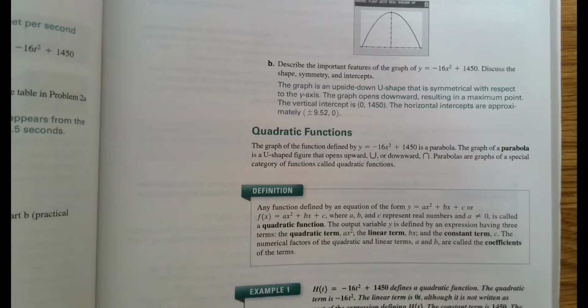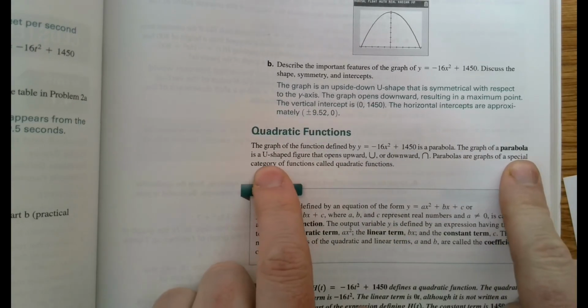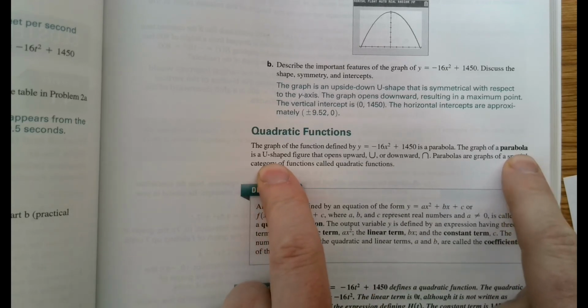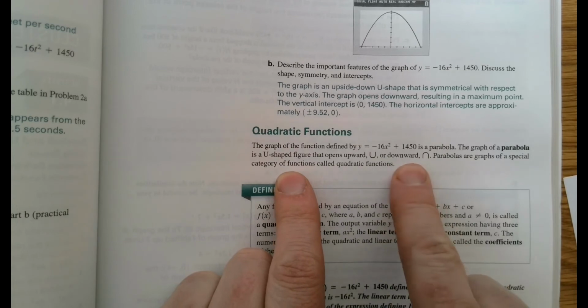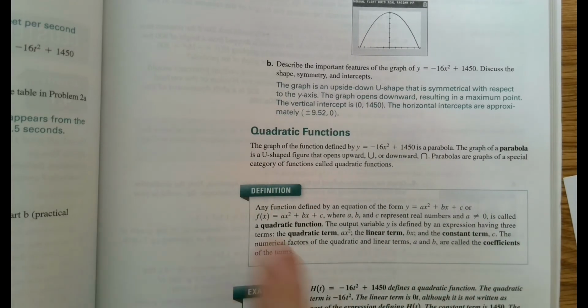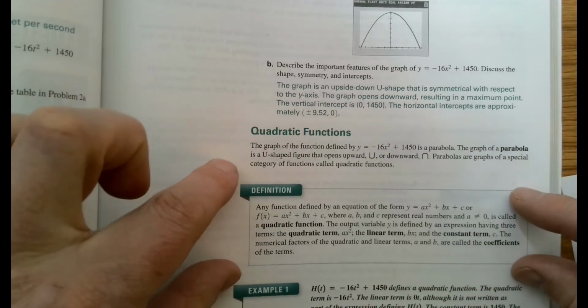Okay, so if you look on page 395 in your textbook, we are given all this nice information about quadratic functions. So we're given the word parabola. That's what we call the U shape, or parabola. That's not the way to pronounce it. It's parabola. And it can either open up or down. And they're of a special type of category of functions called the quadratic function.